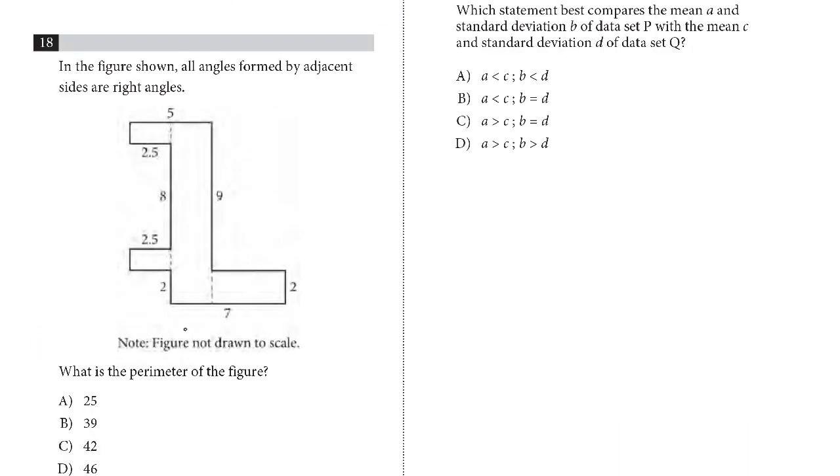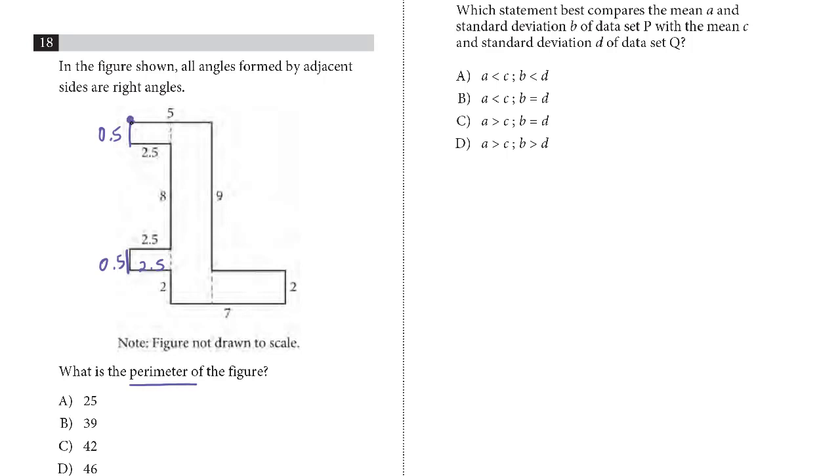Start again. Number 18. Okay, we've got a shape here. All sides are at right angles. What is the perimeter of the figure? Okay, so that's a missing side. That's going to be 2.5 right there. What are these missing sides? Well, it's 9 plus 2, 11. So that's 8 plus 2 is 10. And we have 2 of these sides. So they must add to 1, so they're 1/2 each.